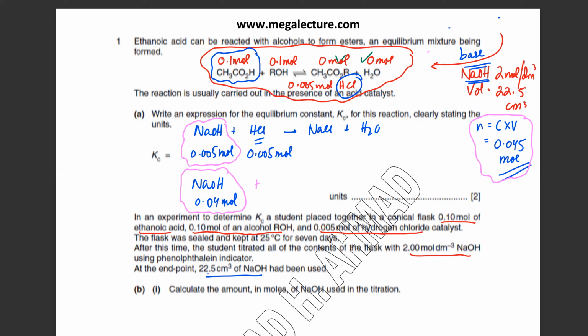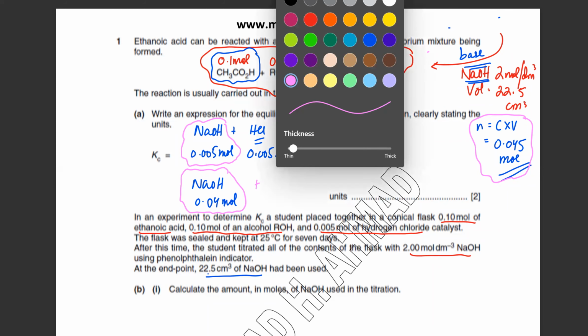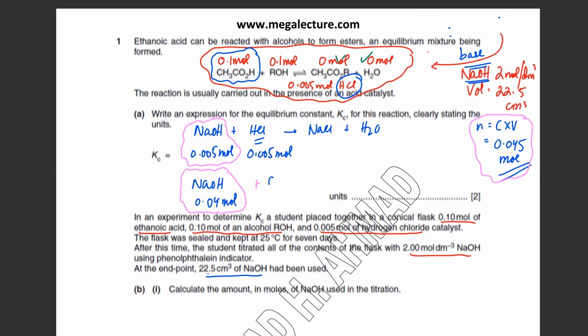They're going to react with the ethanoic acid, CH3COOH, and that's 1:1 as well, because it's going to form a salt. It's going to form CH3COO-, Na+, plus a water molecule. So it's 1:1. That means the amount of ethanoic acid is going to be 0.04 moles as well.